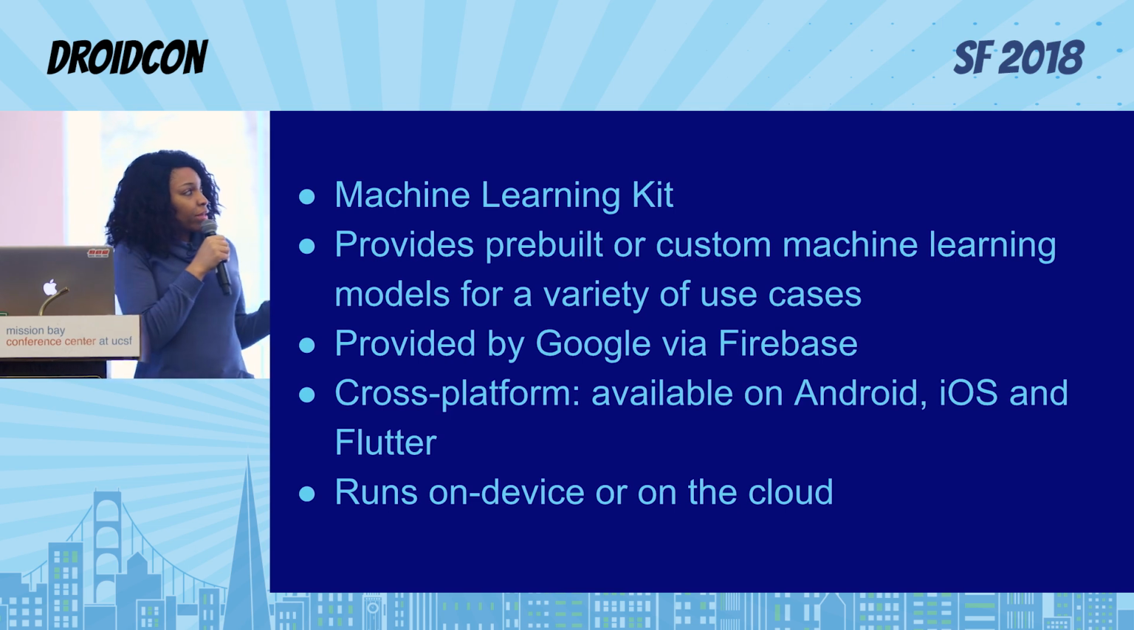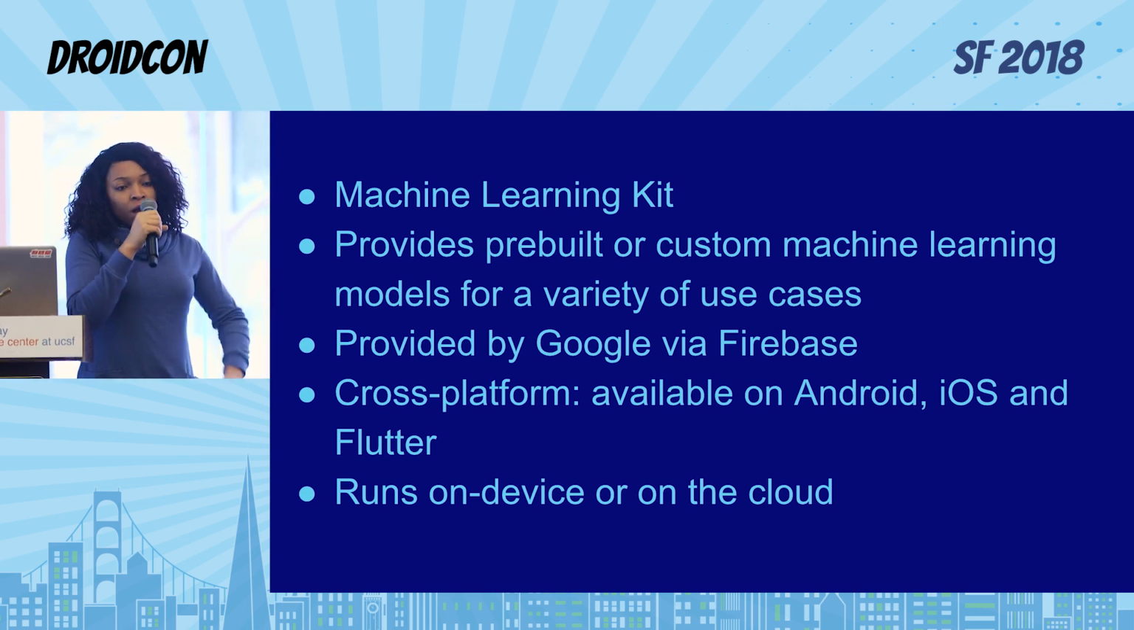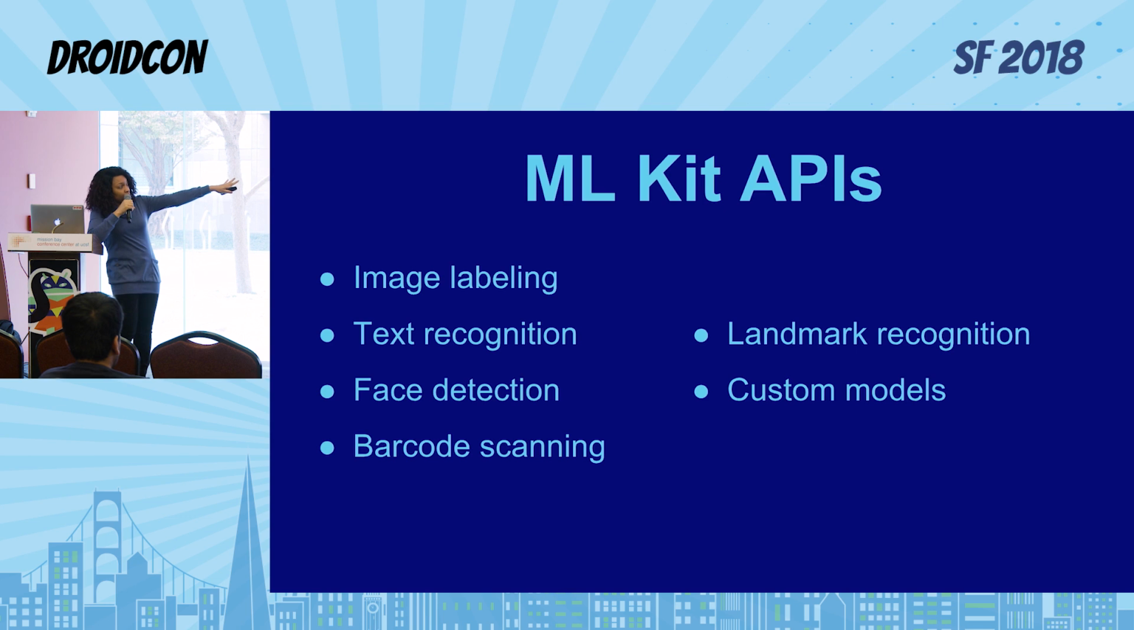So these are the APIs that ML Kit currently provides. On your left, you have image labeling, text recognition, face detection, and barcode scanning. And on your right, you have landmark detection and custom models. This is what the Firebase library in Dart provides currently. Because it's still being developed, landmark recognition and custom models are not yet available, but they're available on Android and iOS. So I'm just going to explore the ones on your left, and then we'll talk about the ones on your right, and we'll go from there. All right.